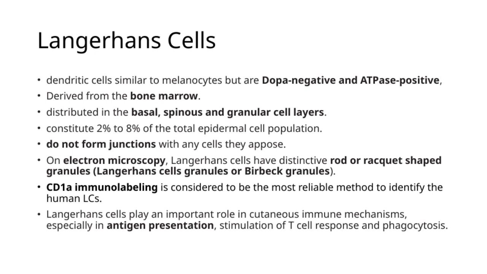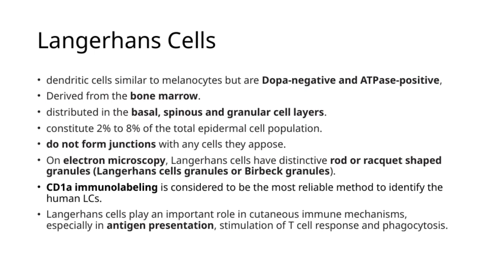These cells originate from the bone marrow, highlighting their role as part of the immune system, rather than being derived locally in the skin. They are distributed throughout the different layers of the epidermis, specifically in the basal, spinous, and granular layers, which shows how integrated they are in skin immunity. Interestingly, they make up about 2 to 8% of the total epidermal cell population, so they're not the most numerous, but their function is crucial.